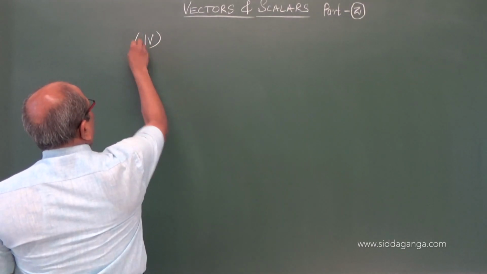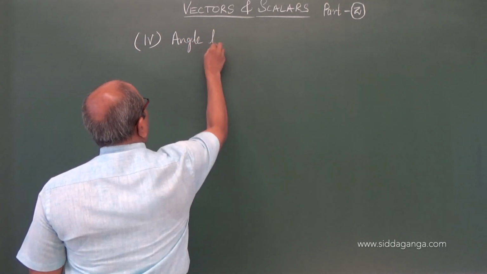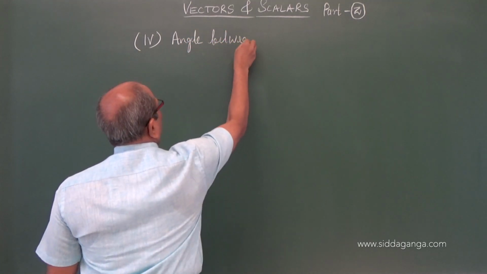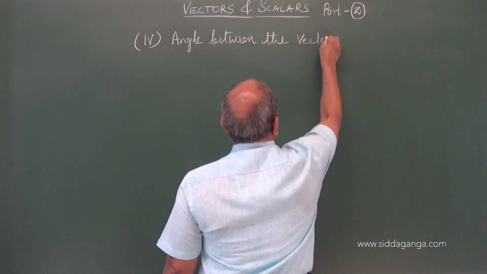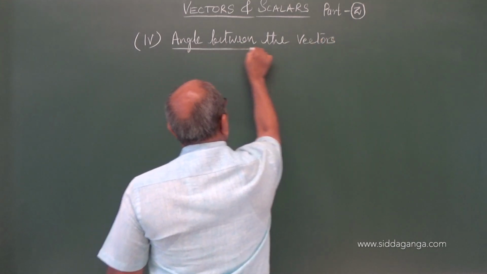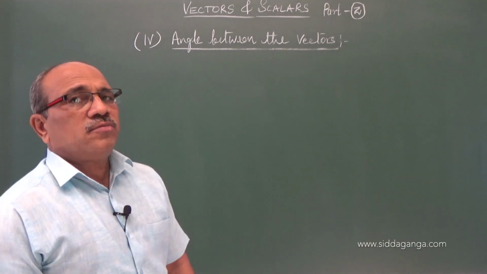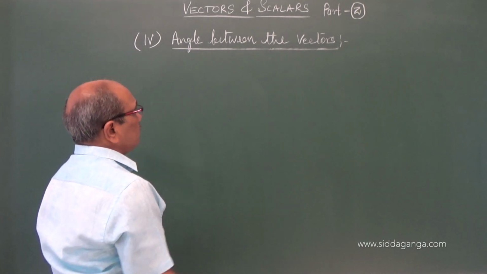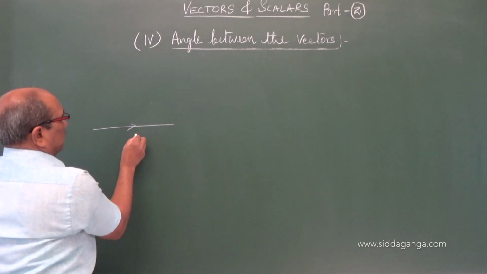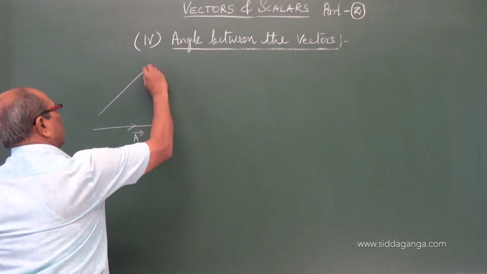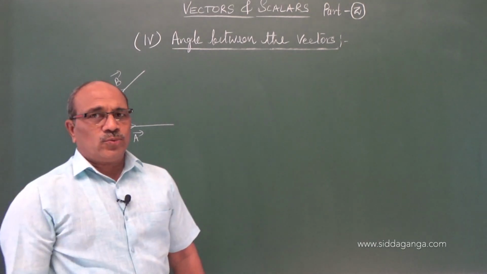The fourth concept, angle between the vectors. How to measure the angle between the vectors? As a fourth introductory part before going to vector algebra, let us see, you are given two vectors, vector A and another vector B. What is the angle between the two?